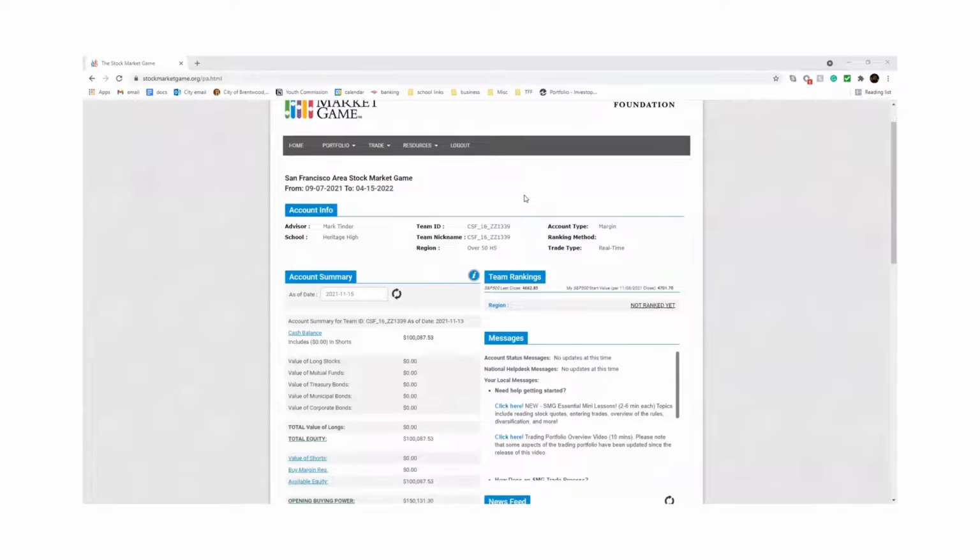So here you see the basic spot you'll land on. Here you see our club advisor's name is Mr. Tender, and we're part of Heritage High School. And here is our team name.